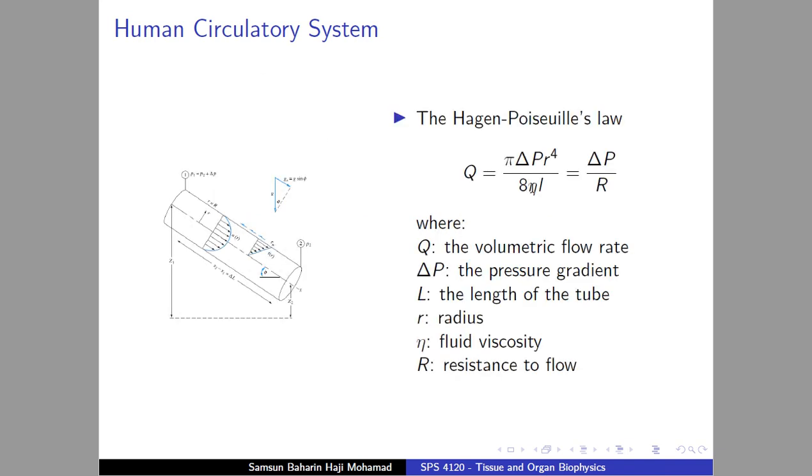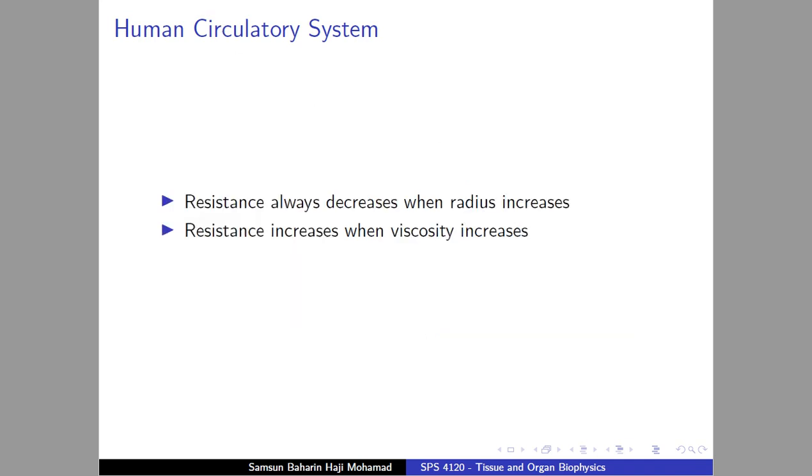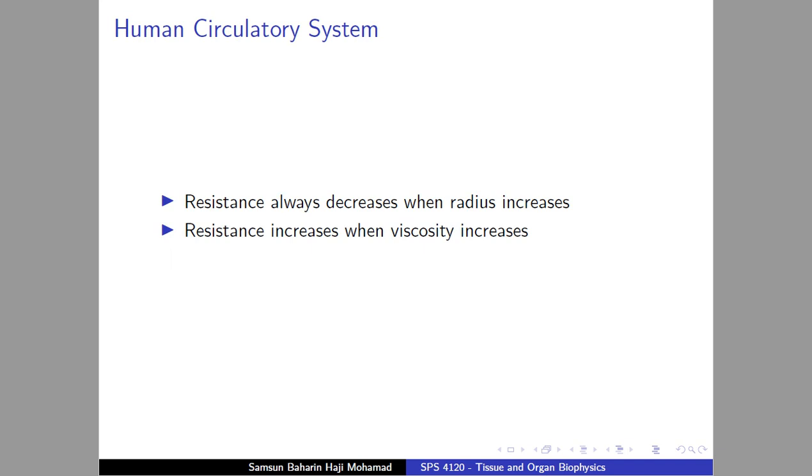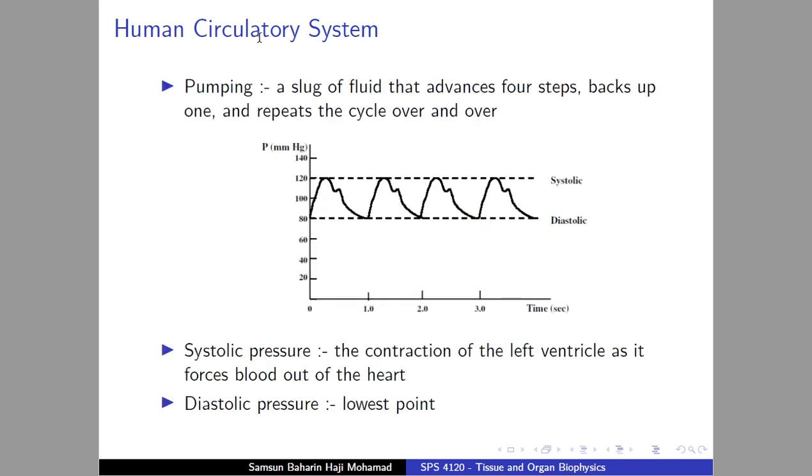Okay, so if we put here the viscosity, and these are the radius, these are the values. You can see that when we take our blood pressure, we have a pumping, a slug of fluid that advances 4 steps, backs up 1, and repeats the cycle over and over. So we have this systolic and diastolic, high pressure, low pressure. Okay, so you can see that these are the normal blood pressure for humans.